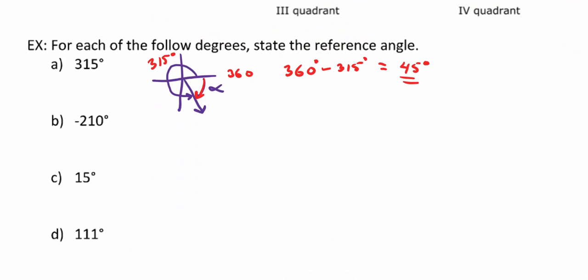Let's do B, because it's a negative one. We'll make another tiny little Cartesian plane. This time it's negative 210. Now, since it's negative, I'm going this way, so past 90 degrees, past 180. I'm not at 270, so I'm going to be up around here. I'm getting a little crooked with my lines. That's all right.